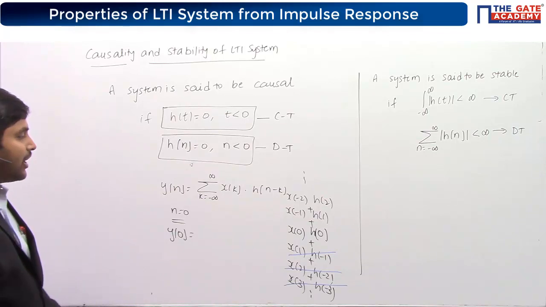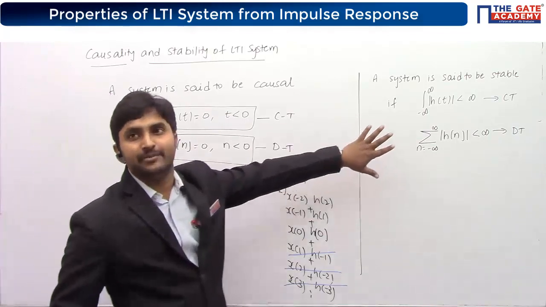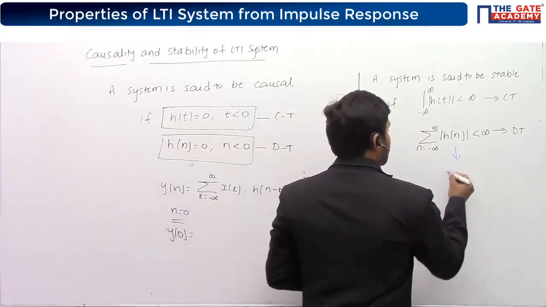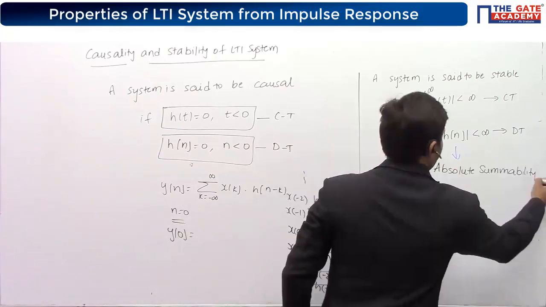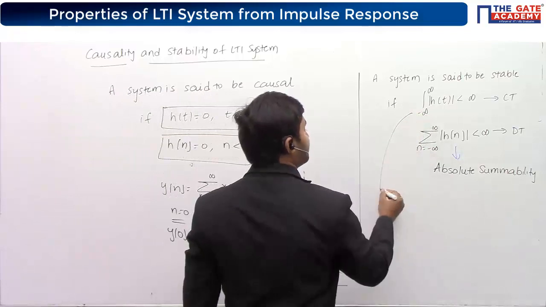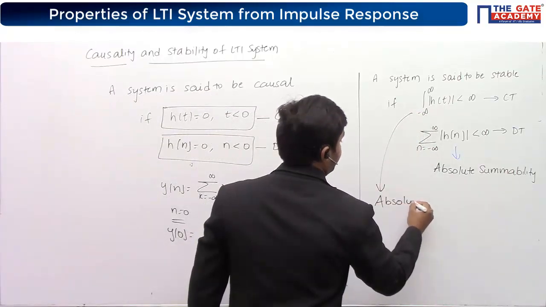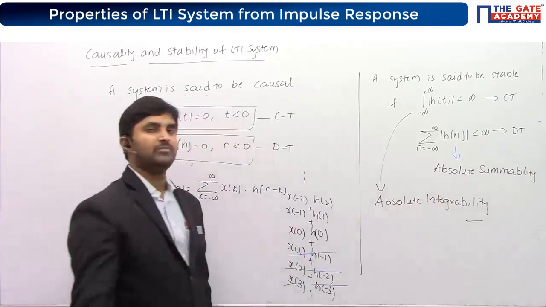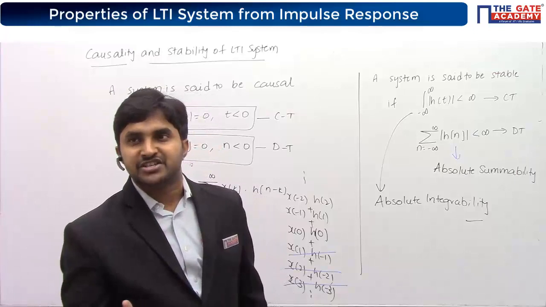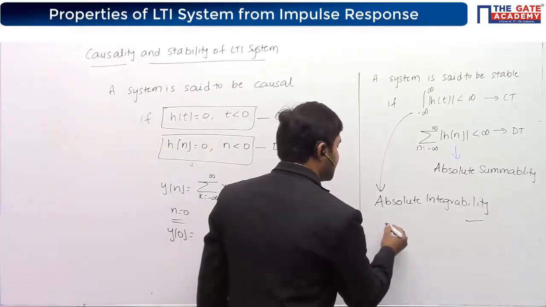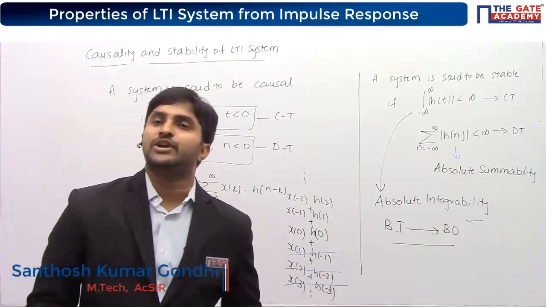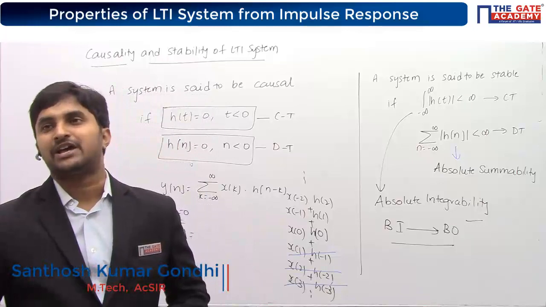Okay, so let us understand how this particular criteria has come into picture. This is what we call absolute summability. And this is what we call absolute integrability. If you remember, when we discussed the stable system, we discussed that the bounded input should lead to the bounded output. Yes or no? The bounded input has to lead to the bounded output.